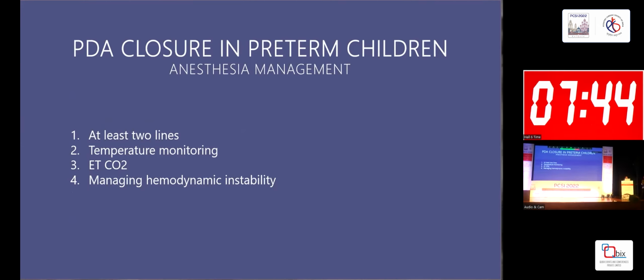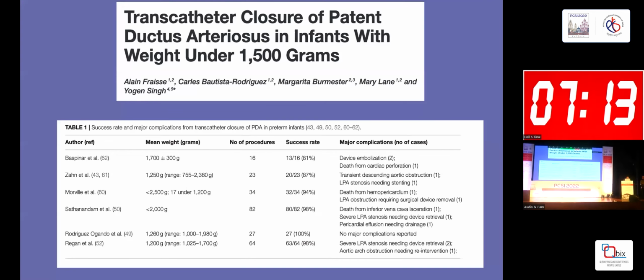From the anesthesia point of view, have at least 2 arterial lines for drugs. Temperature monitoring is essential. ETCO2 monitoring is very important, as is managing hemodynamic instability, especially when you deploy the device and when you're manipulating this child for echocardiography, especially to look for the flow in the descending aorta, for checking for obstruction in the descending aorta. When you manipulate this kid, the child can develop hemodynamic instability, and you need the anesthetist to manage that at that point of time.